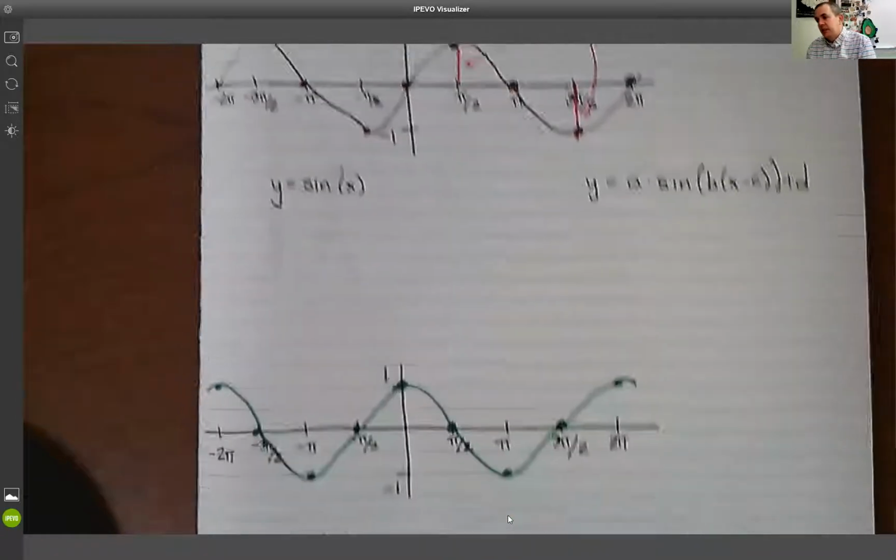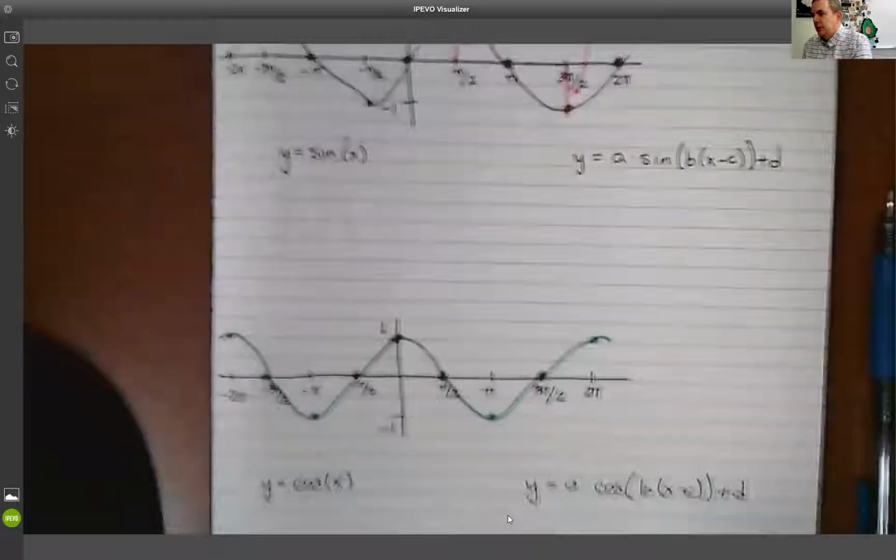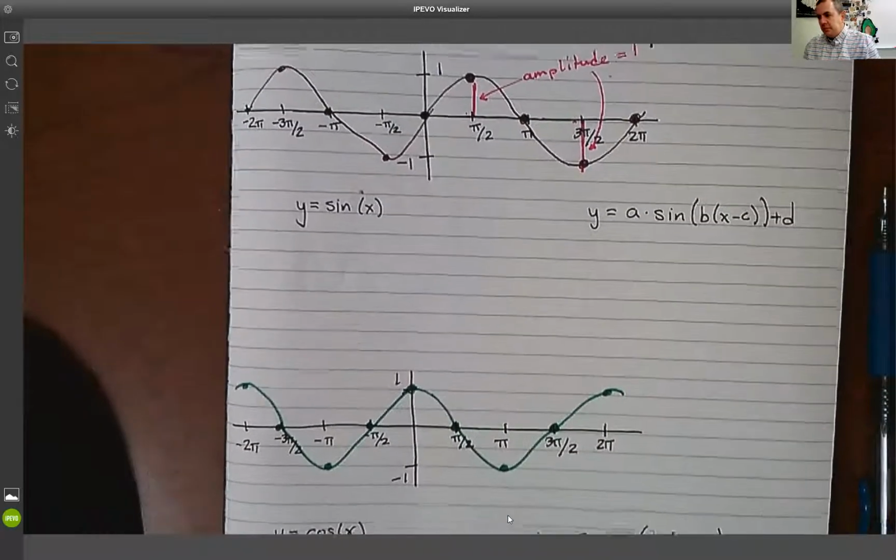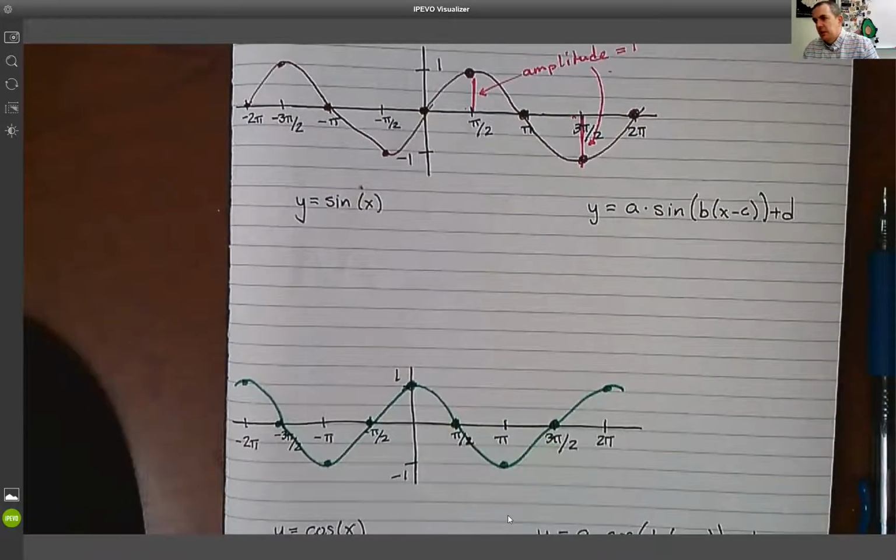So again, that's my cosine curve. If you look at them, pull up a little bit so we can look at both at the same time. There's my sine, there's my cosine. They look similar, but they're shifted just a bit. And we're going to talk about that shift in a moment.